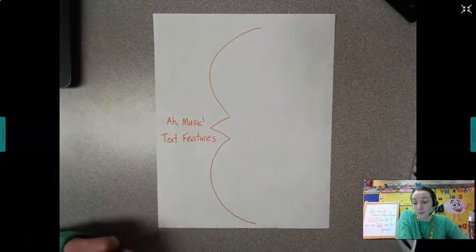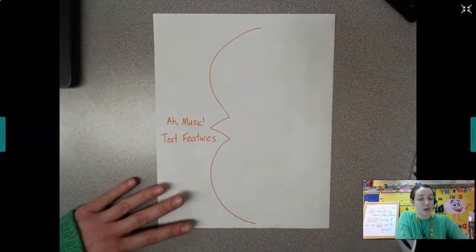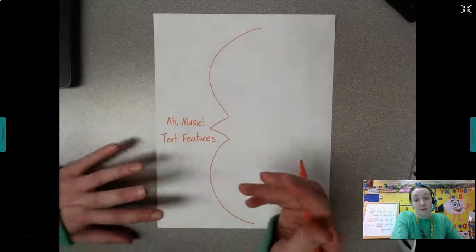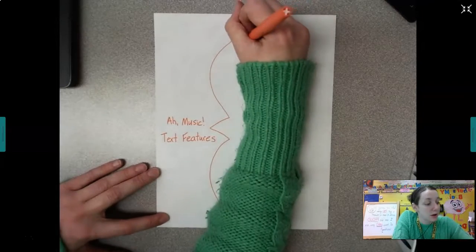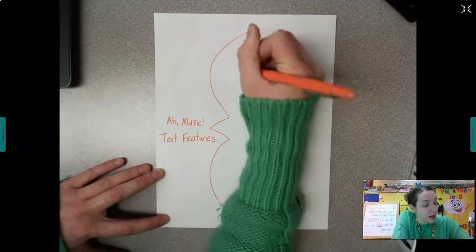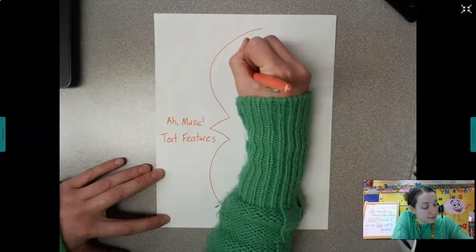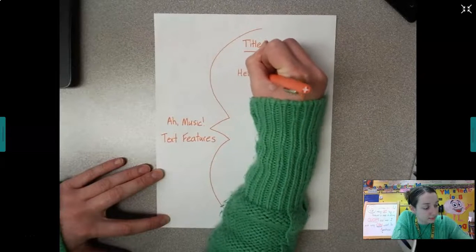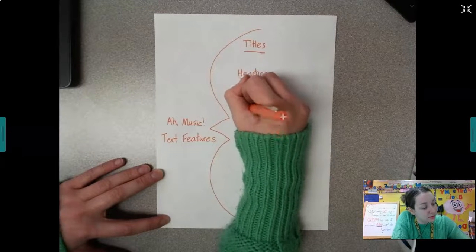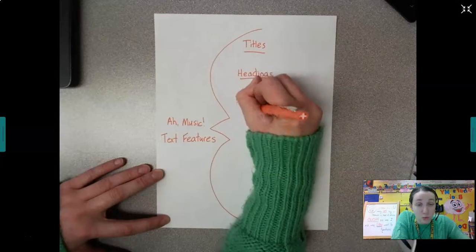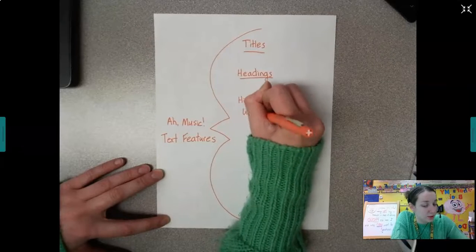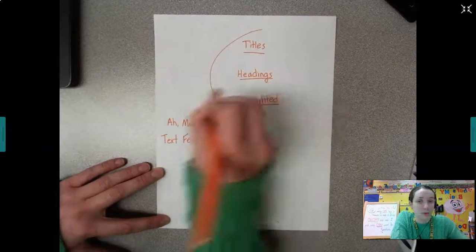So that's our whole. Okay, now, thinking about the parts are going to be our examples of text features. So in this book, we're going to be able to find titles, headings, highlighted words. So remember, bold words can also be a text feature. So highlighted words, bold words, but there's no bold words, just highlighted words.